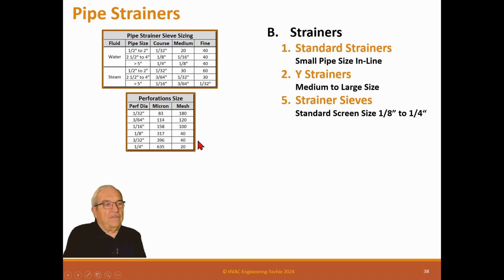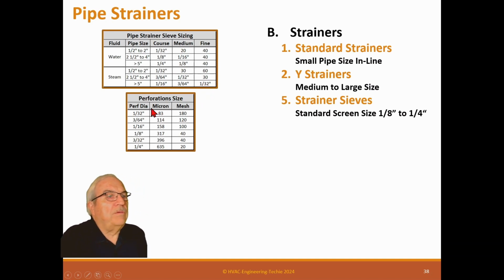So a standard screen size for steam is 1/8, 1/4 inch, and these are the different sizes. This is steam, this is water, this is steam systems, this is the pipe size, this is the coarse sieve, and this is a fine sieve. So it might be an 80 sieve or whatever. These are the sieves you could get. Now, believe it or not, this system is not really available, and I don't know why.